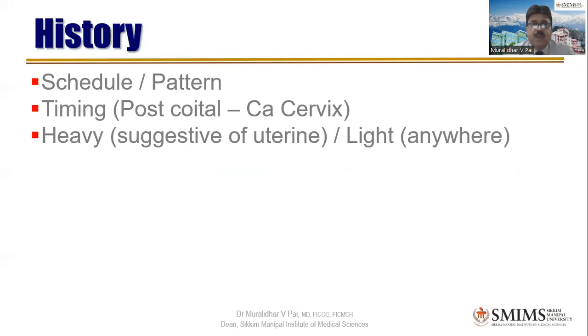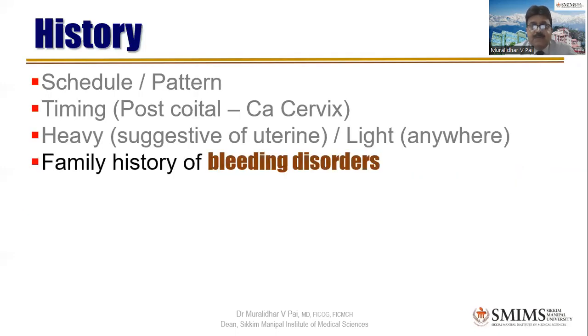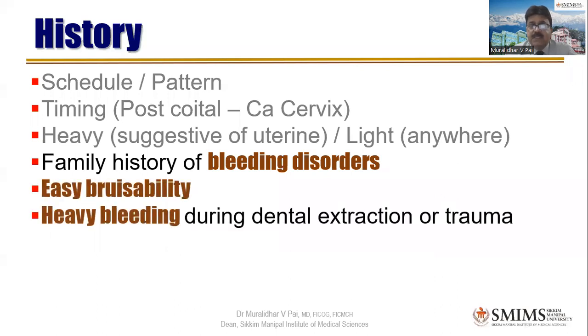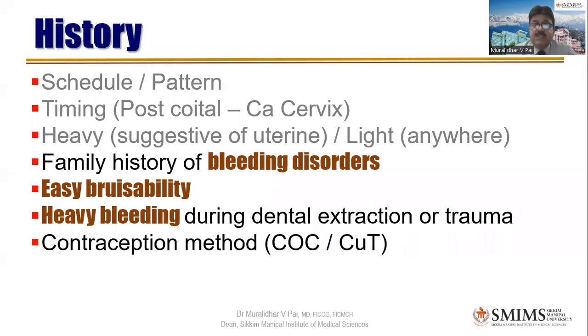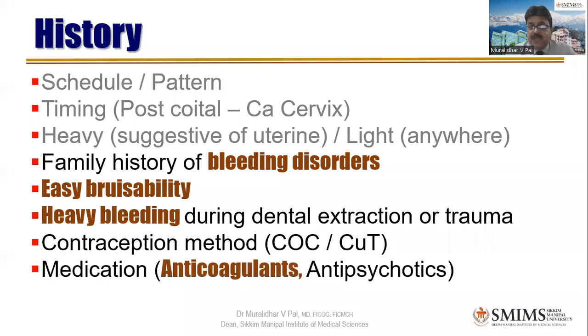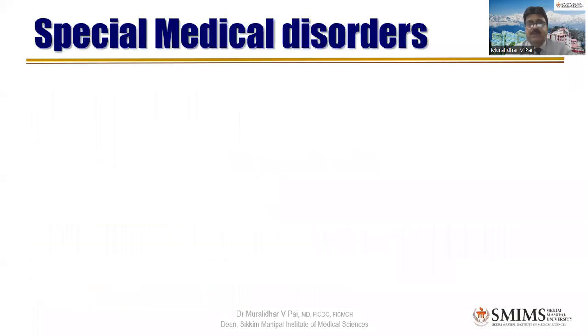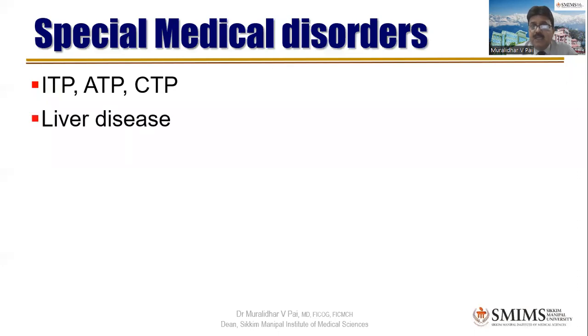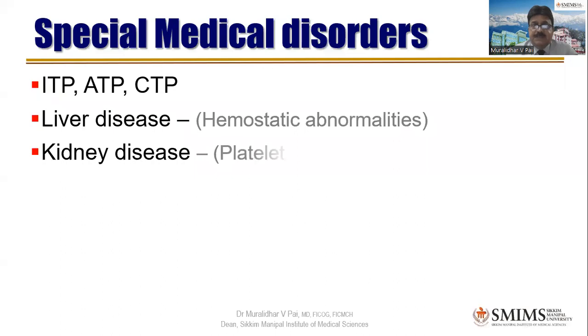Let me finish. This history is common for all AUBs, but for coagulation problems, you have to take family history of bleeding disorders, easy bruisability, heavy bleeding during dental extraction or any trauma, contraception methods used, and medication used, anticoagulants and antipsychotics. Finally, medical disorders can give rise to coagulation problem. Special medical disorders like ITP, ATP, CTP should be asked for. Liver disease, rule out that. Especially hemostatic abnormalities are common in that. Kidney disease, platelet dysfunction is seen in uremia.